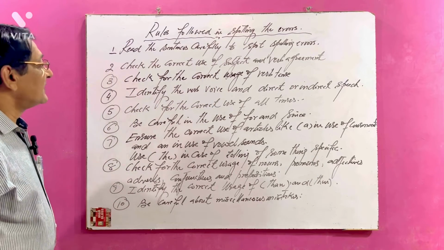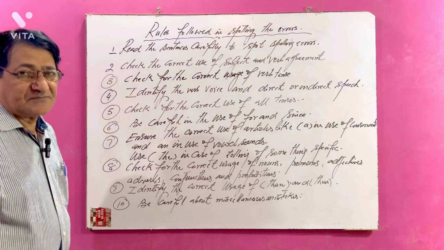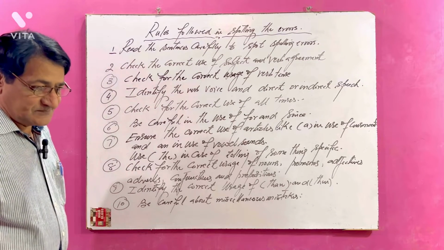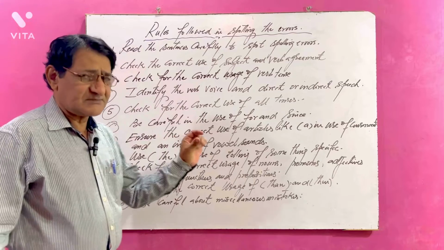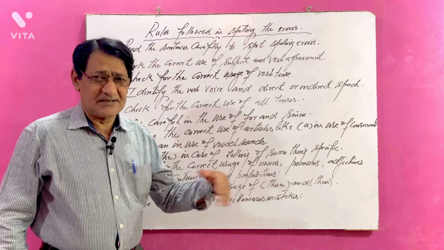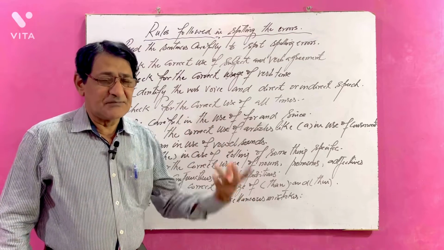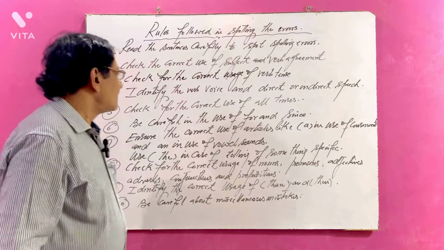Number 3 is check for the correct usage of verb tenses. What verb tense has been used? Is it followed in all the parts of the sentence, or is a different tense given again? Then we can actually find it out by reading the sentence carefully.